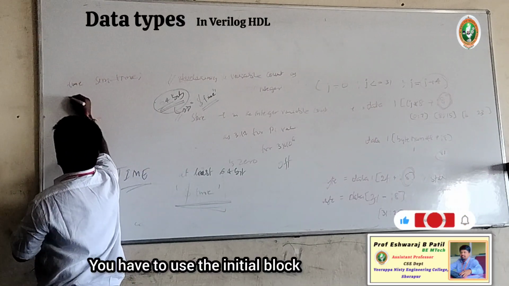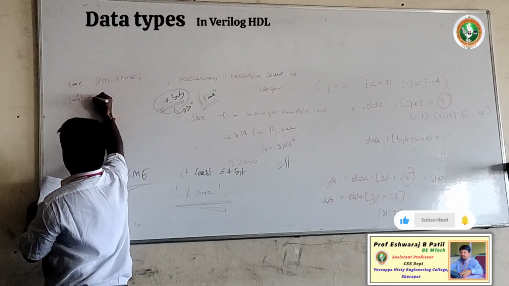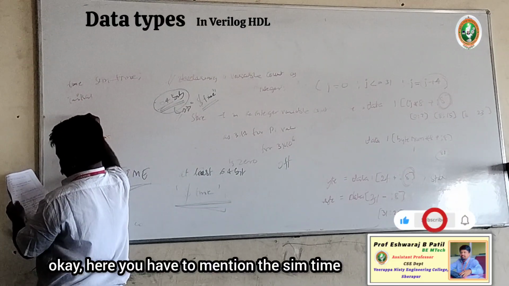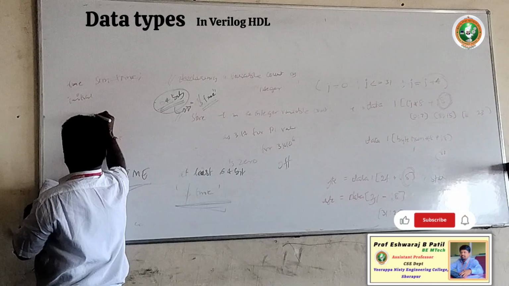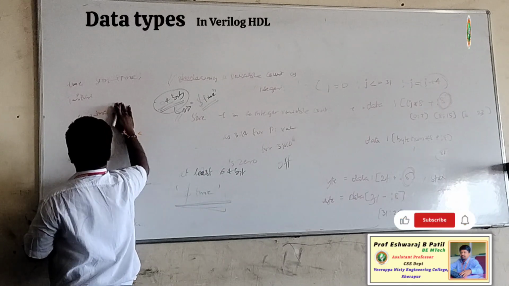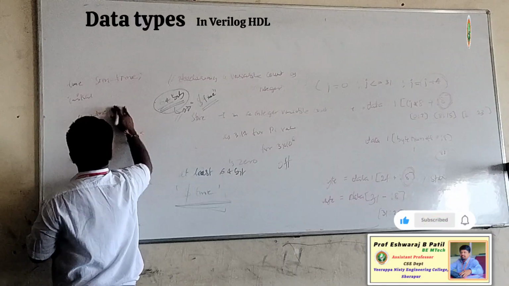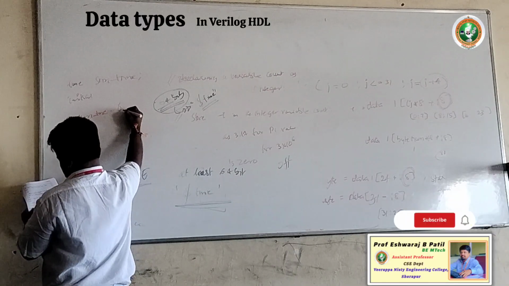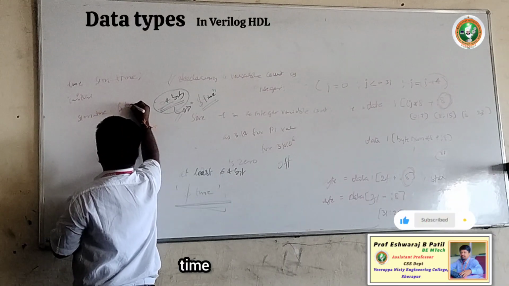You have to use the initial block. Here you have to mention the sim time. Sim time equals dollar time.